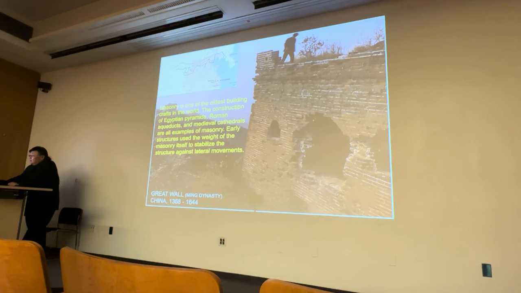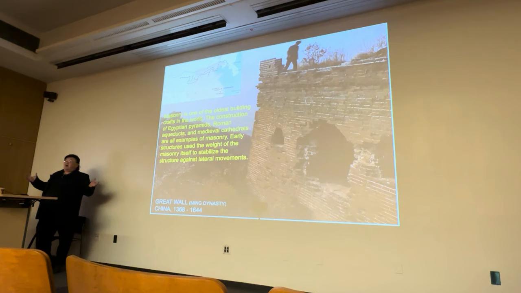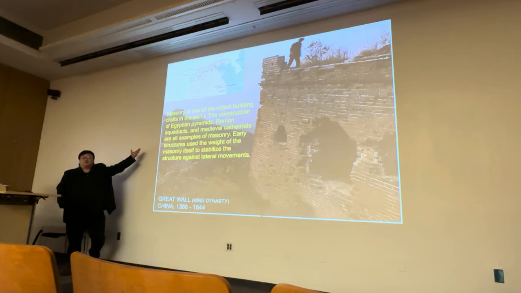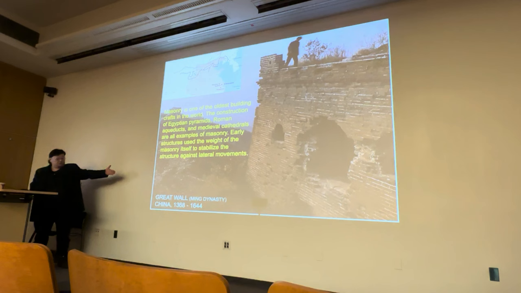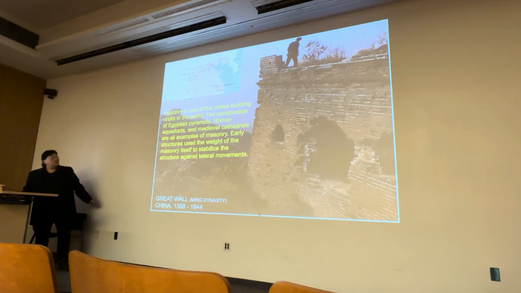Early structures used the weight of the masonry itself to stabilize the structure against lateral movements. So the weight of masonry counterbalances the earth movement and also the wind lateral movements, making it very, very strong. One of the examples I always like to use is the Great Wall of China, from 1368 to 1644. Actually, they did even earlier than that. It takes quite many years to construct this Great Wall. You can actually see it from space.